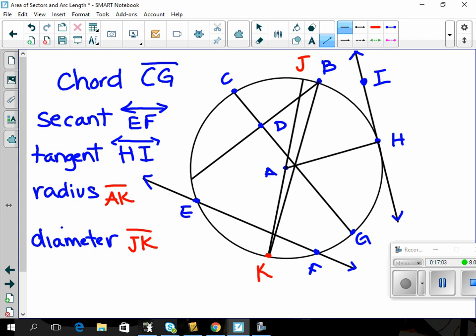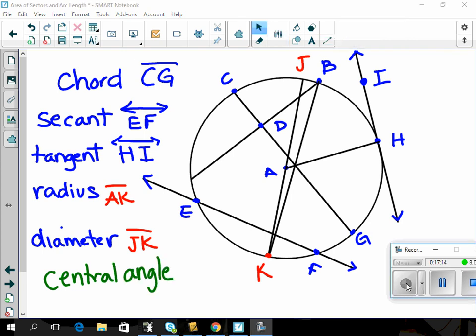All right. So we had a couple of different angles that we talked about. We talked about what's called a central angle, and we'll finish up after lunch. All right. So again, those are the segments. I'm going to draw a little line here so we can know that above the line are all the segments or lines in a circle, and below it are going to be some angles.